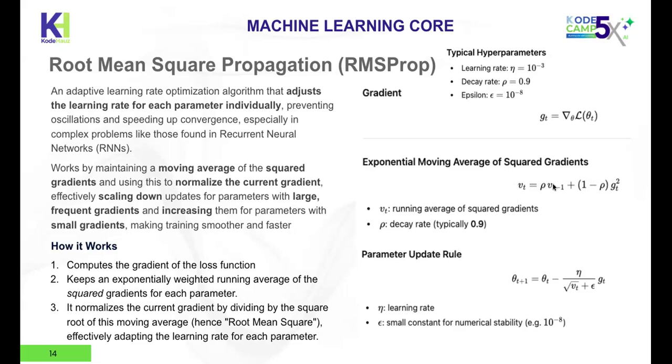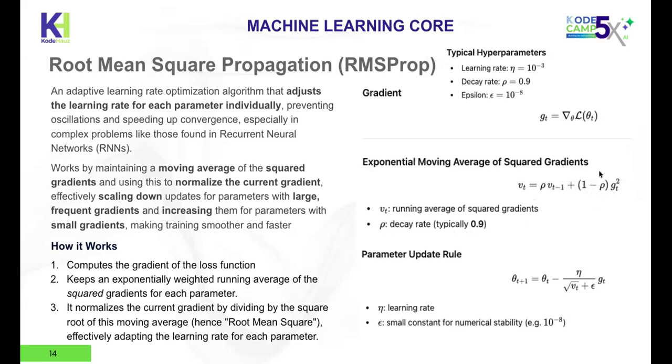by taking the previous average multiplied by a scaling factor, and then you add it to the current value multiplied by 1 minus that same factor. In this case, it's squared. So V t is the moving average of the squared gradients, basically the mean square of the gradient. That's V t. Then, of course, phi is a decay rate, typically 0.9.